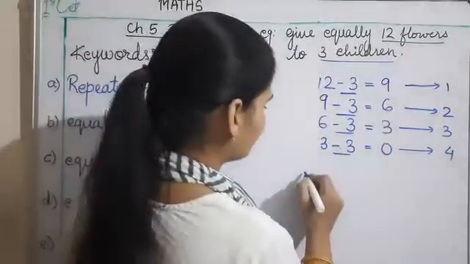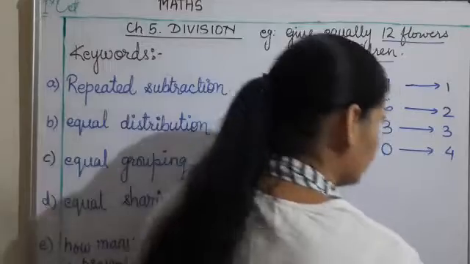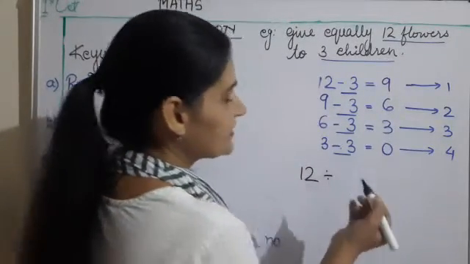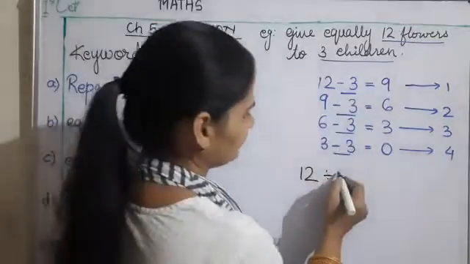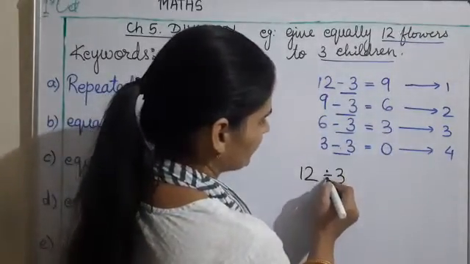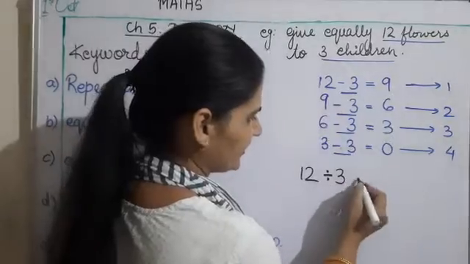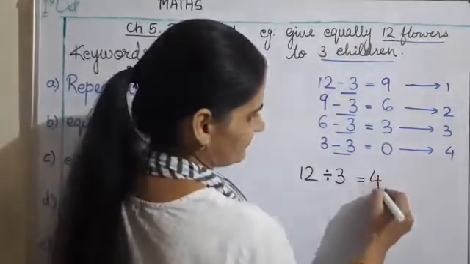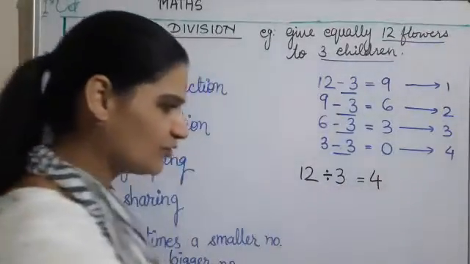This fact I can write as 12 divided by, किससे डिवाइड किया है हमने, देखो 3 से. 3 का repeated subtraction किया है ना. Yes, 12 divided by 3 and how many times I did it? 4 times. So 12 divided by 3 is equal to 4.